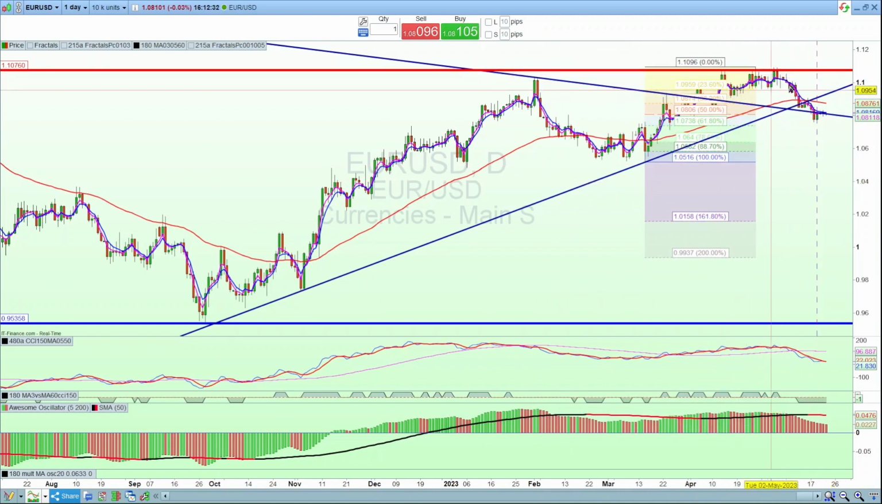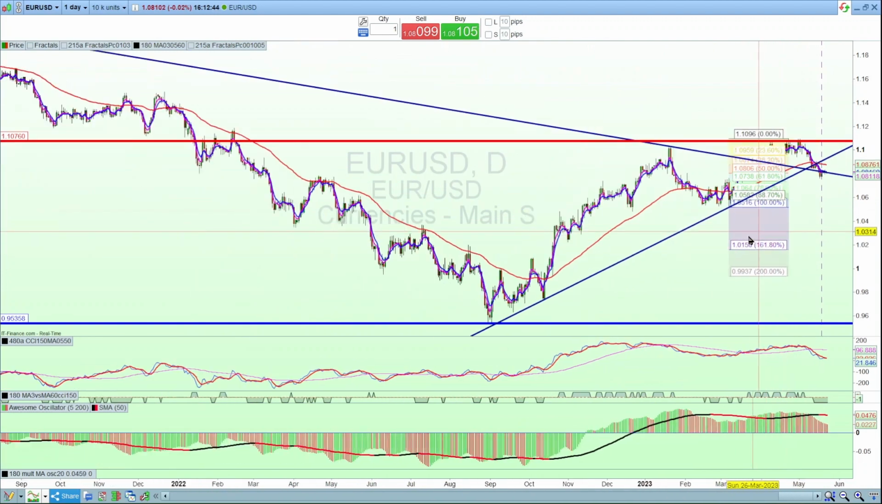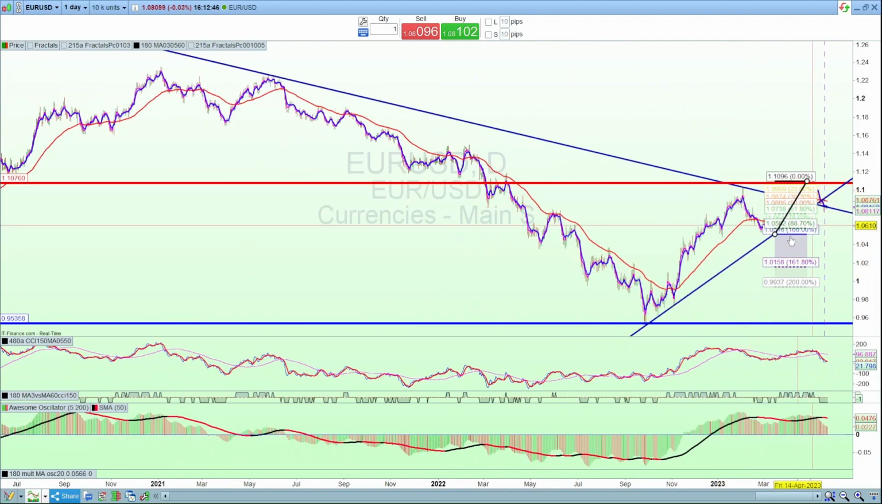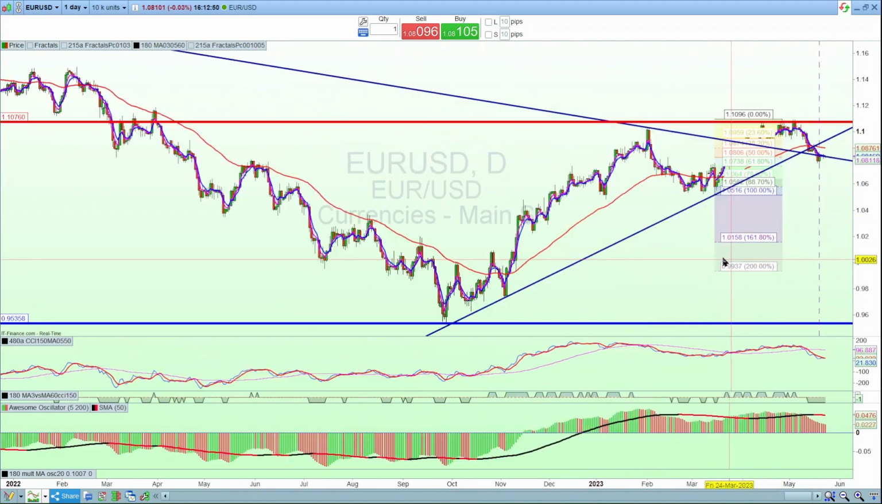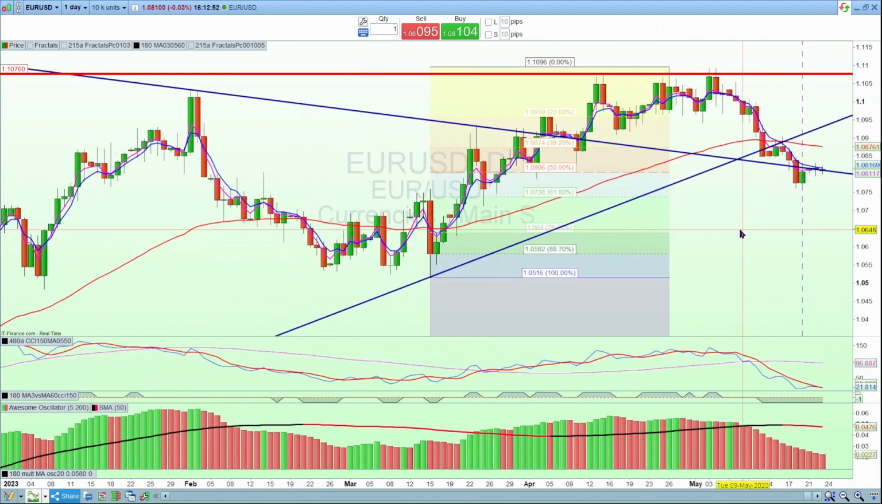Now it's touched that resistance and bounced off it a couple of times, and it's bouncing down along this diagonal descending trend line. I'm going to keep these diagonal lines in there for the time being because they usually gravitate back to those lines. You can see there longer term where the tops and bottoms are where I've drawn those diagonals.